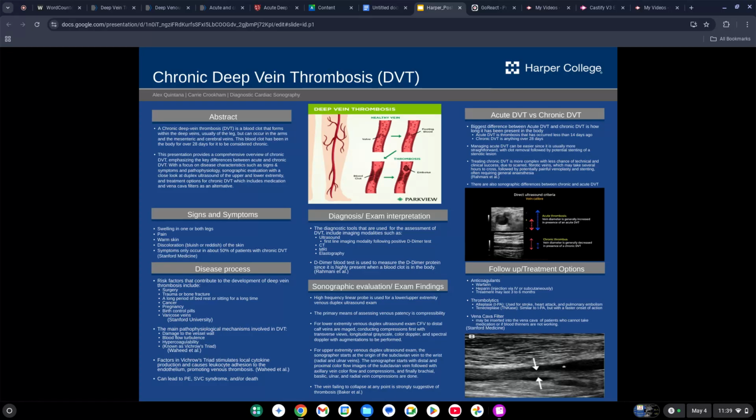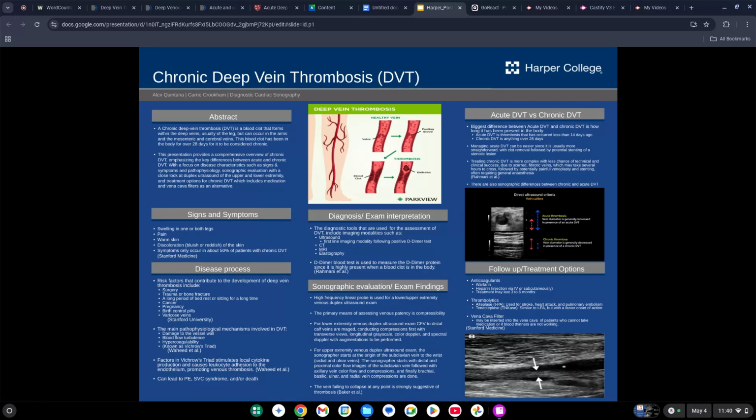Also, according to Stanford Medicine, risk factors that contribute to the development of deep vein thrombosis include surgery, specifically surgery of the hip, leg, or abdomen, trauma or bone fracture, a long period of bed rest or sitting for a long time, for example, being on a flight or in a car for long periods of time, cancer, pregnancy, birth control pills or hormones taken for symptoms of menopause, varicose veins.